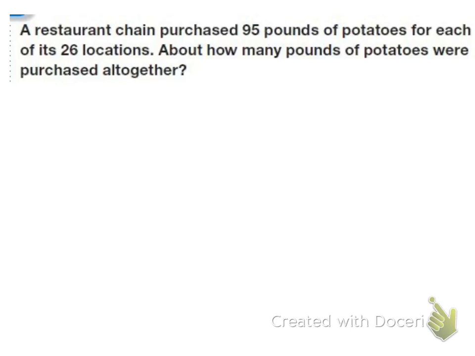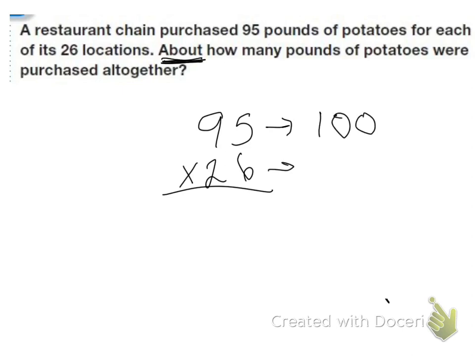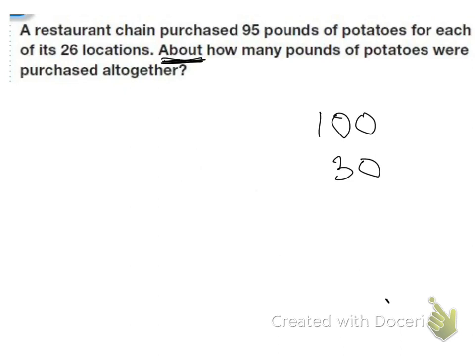So here, a restaurant chain purchased 95 pounds of potatoes for each of its 26 locations. How many pounds of potatoes were purchased altogether? Well, I'm going to take 95 and multiply that by 26. But since we have the word about, I actually don't have to multiply this exactly. What I'm going to do is I'm going to go ahead and round, since about tells us we can estimate. So I'm going to round the 95 up to 100, and I'm going to round the 26 up to 30. Okay, so now I have 100 times 30.